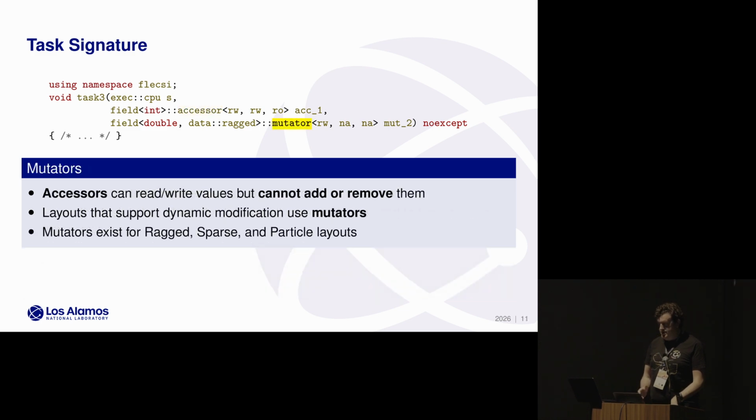Then there is the special case of a mutator. A mutator, well, I should say what it isn't. An accessor, even if it has read-write privileges on a ragged field, that means it can read and write the elements, but it cannot change their number in any place. And the reason for that is that it requires additional bookkeeping and overhead to change their number, and we don't want to do that gratuitously. So if you do want to, you use something called a mutator. The mutator gives you that additional power, and so you can use mutators with any of the 3 dynamic layouts that we talked about to change how many particles there are or add and remove elements from a sparse field.